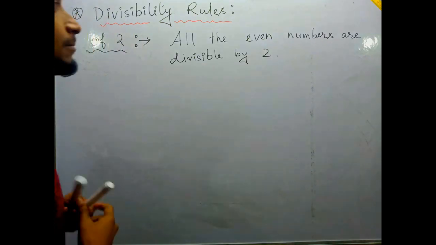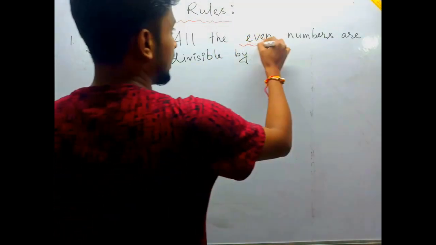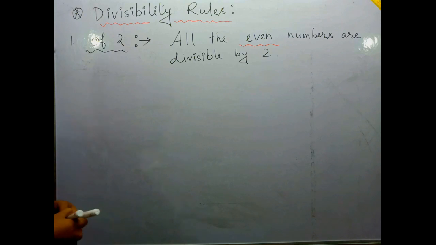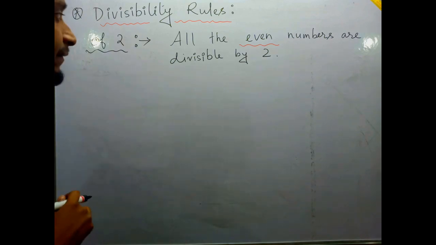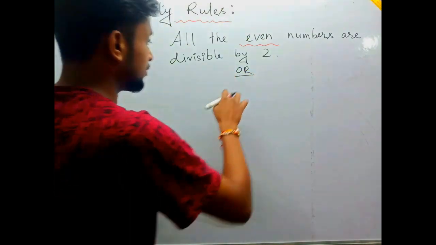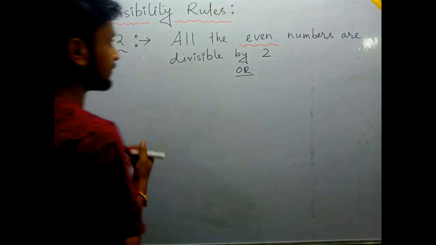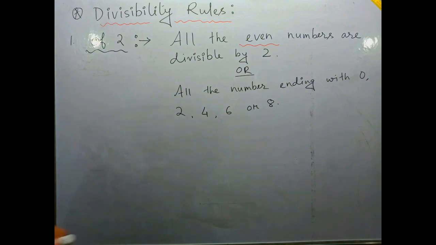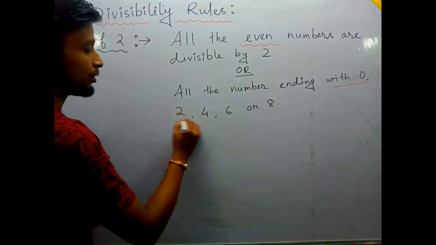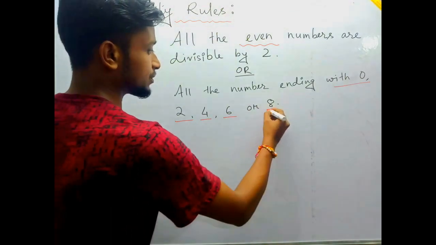All those even numbers are divisible by 2. It has to be an even number. Now the thing is, which numbers are even? That means we can write this divisibility rule of 2 in a different way: all the numbers ending with the digit either 0 or 2 or 4 or 6 or 8.